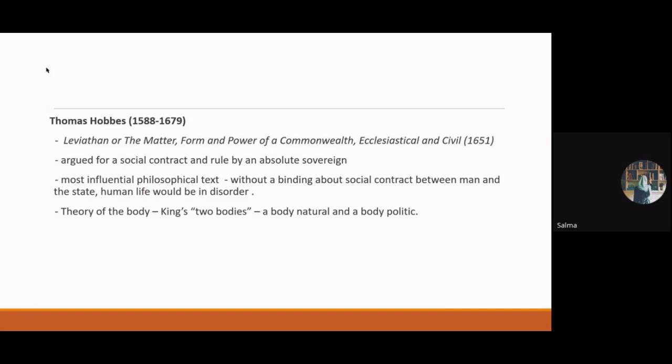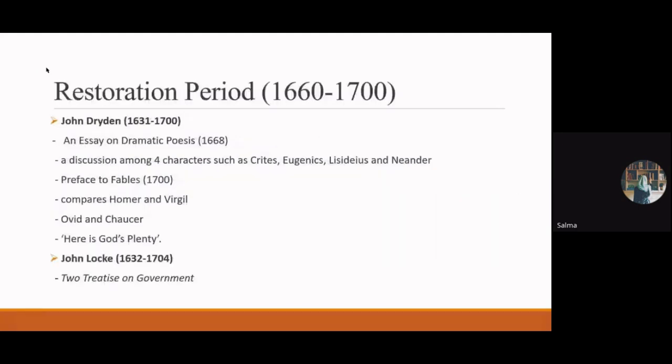Even at that time, Thomas Hobbes talks about the theory of the body, where he was telling that the king always has two bodies. I mean, the ruler, the authority of the state, will have two bodies. One is a natural body, a normal human being. Another one is a body politic, he says. The body politic, in the sense, the king will act as a king wherever he needs.